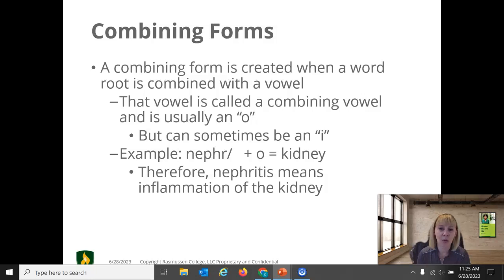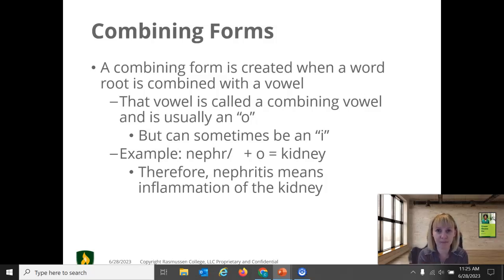So for example here, we've got the term nephr. Now nephr means kidney. But when we add the O, it makes it so we can combine it with other things to make it easier to say. For example, nephrology. Nephr means kidney. Ology, L-O-G-Y, means the study of. But if you put that together, it's not easy to say. So we add that combining vowel, combining form of an O to make it easier to pronounce.